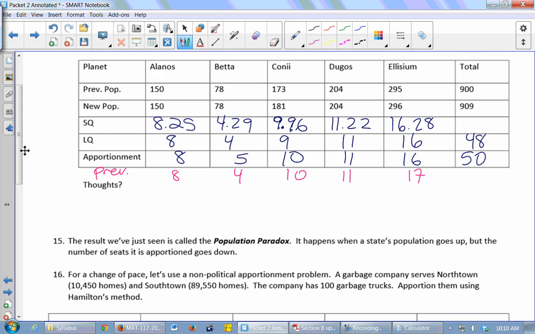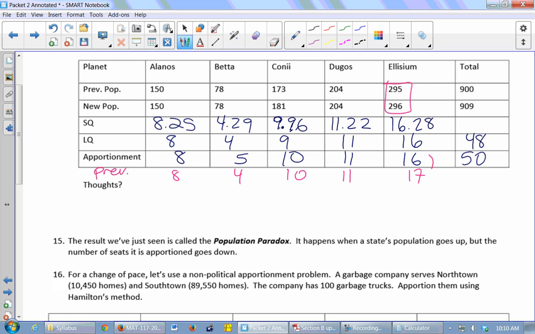All right, what are your thoughts? Elysium's population went up. They have more people than they used to, right? 295 to 296, but they, oh no, they gained a seat. Oh no, they started with 17 and now they have 16, yeah. So they lost a seat.